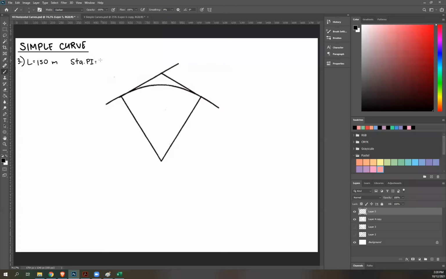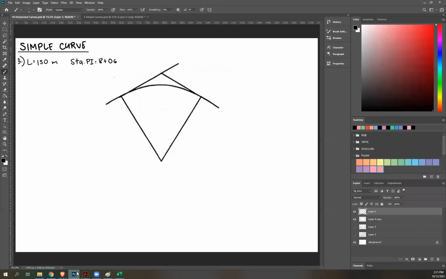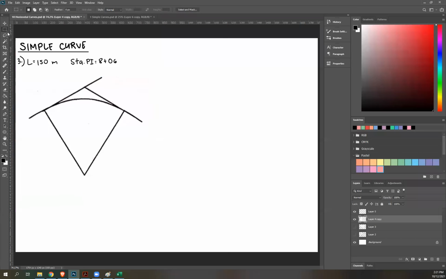Station PI. We're going to encounter these types of markings often. That just means 8 kilometers, 60 meters. So we divide it by kilometers; this is just kilometer, meter. That's how we write stationing. We're looking for station PC and PT. We have this given, and we're looking for these two.